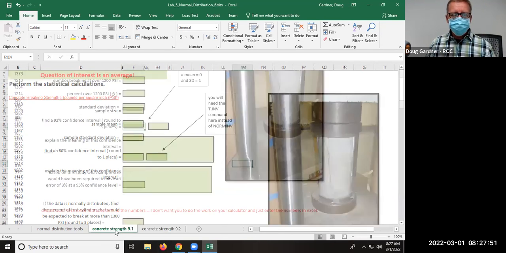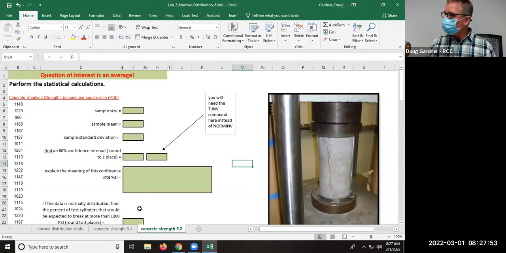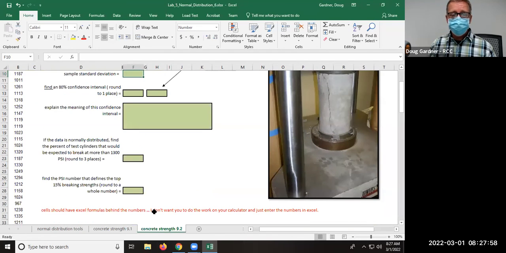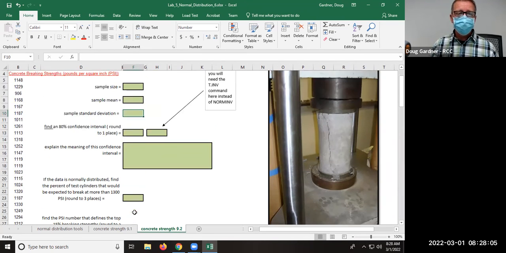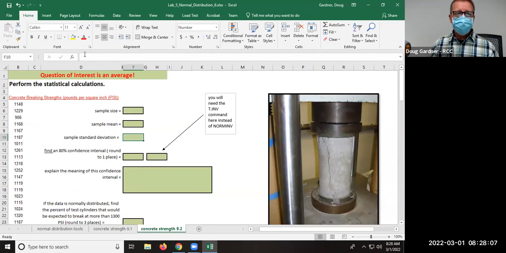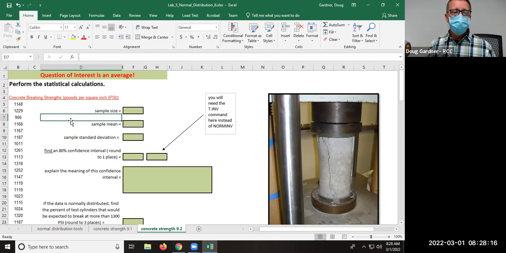I'm just going to click on these two, and I'm not just going to look at these numbers. I'm going to click in here and see, is there a formula in here? If there's just a number, as I said down here, I don't want you to do the work on your calculator and just enter the numbers in Excel. Your cells should have Excel formulas behind them. If I click on this and I don't see a formula up here that's in Excel, you're not going to get as many points. I want you to understand how to do this in Excel. I'm very aware that is more of a pain. Check it with your calculator if you want to, because you are going to take a test, but do this in Excel.